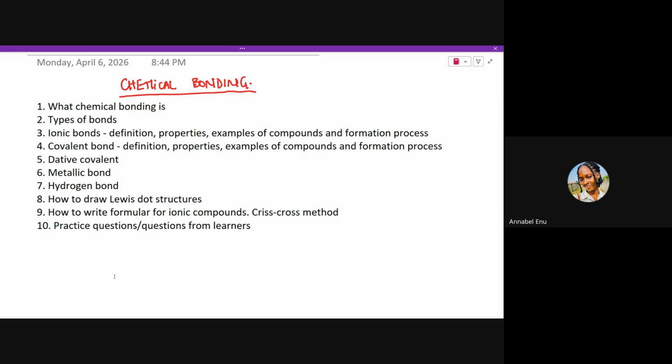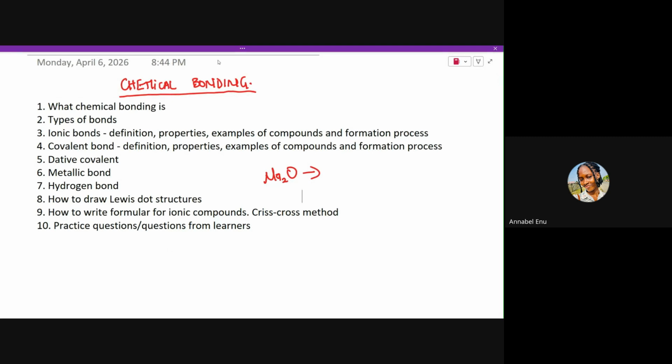When you see something like Na2O, how do we know that there is supposed to be two here? How do we know what Na means, what O means? How do we know what to call this formula? Okay. And lastly, we would see one or two WAEC questions if we have the time.